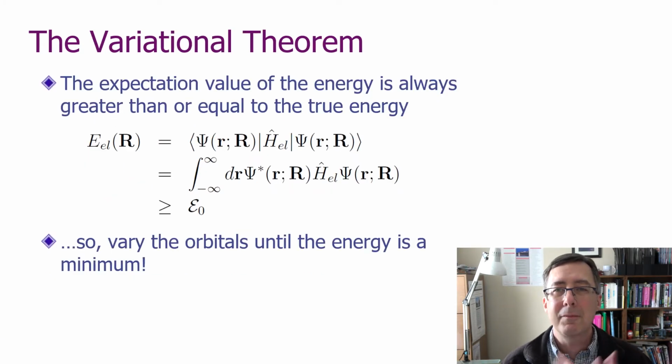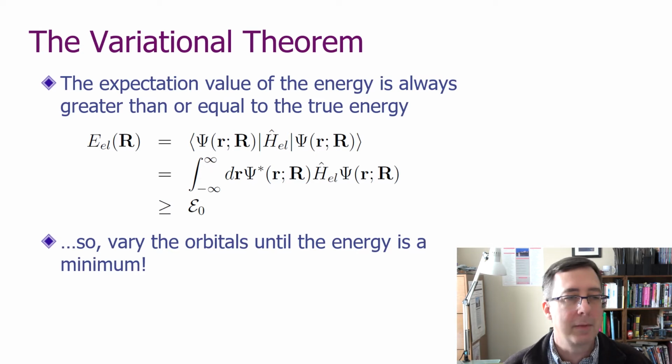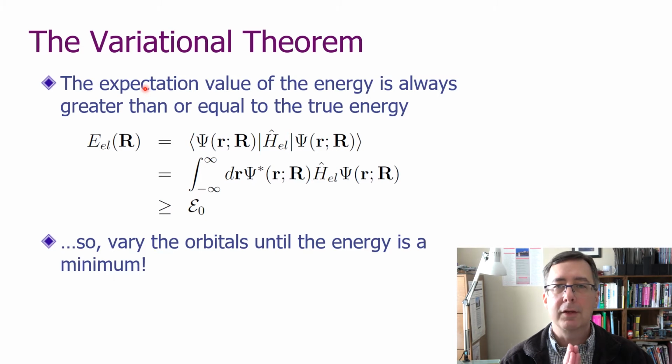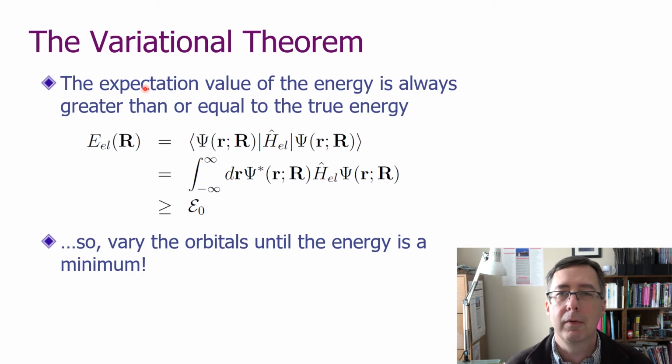All right, so how am I going to get these orbitals? Well, we're going to appeal to the variational theorem. And this is something you may or may not have encountered before in quantum mechanics. But the variational theorem tells you that if I have an approximate wave function, then the energy I would compute for that approximate wave function is always greater than or equal to the true energy of the system.